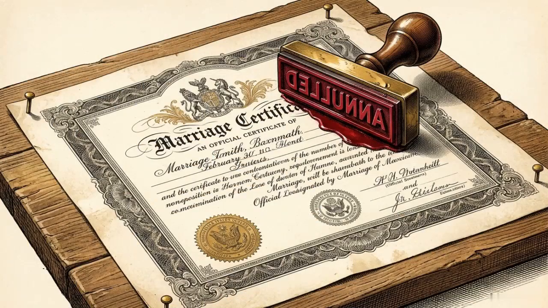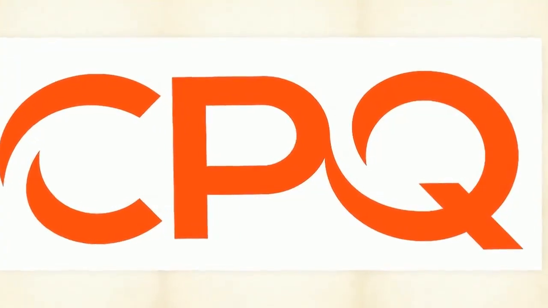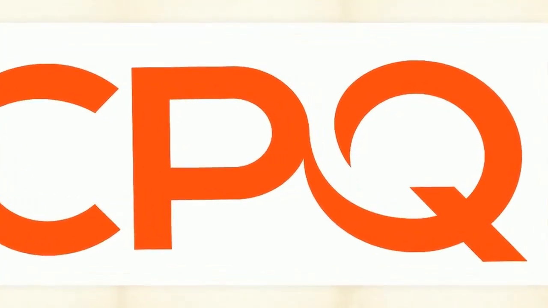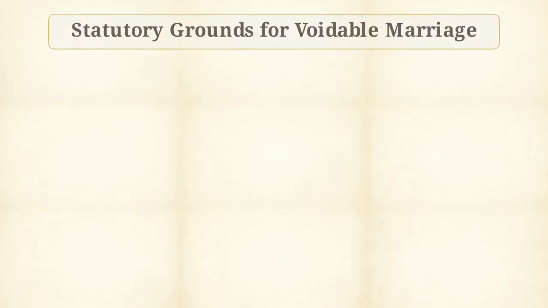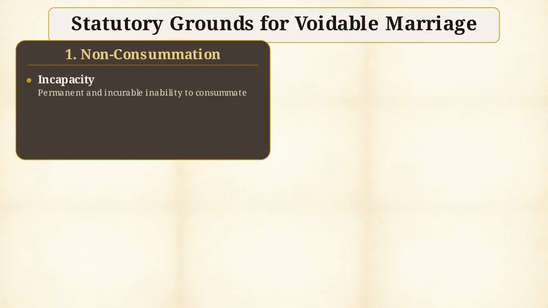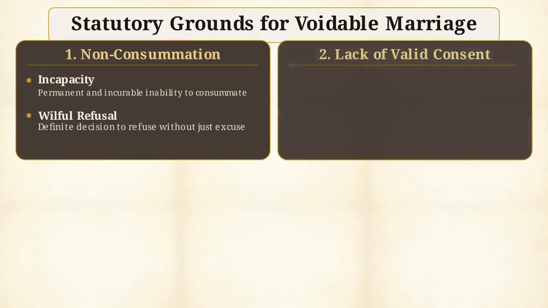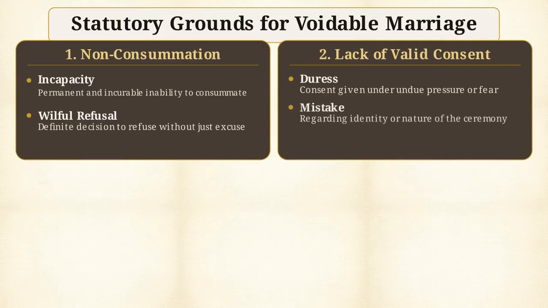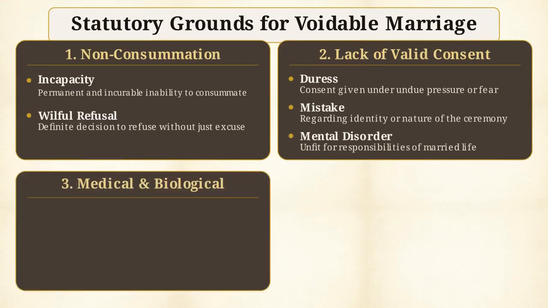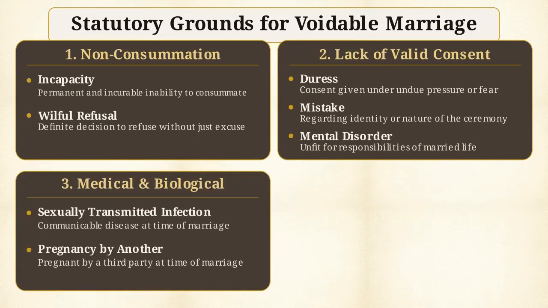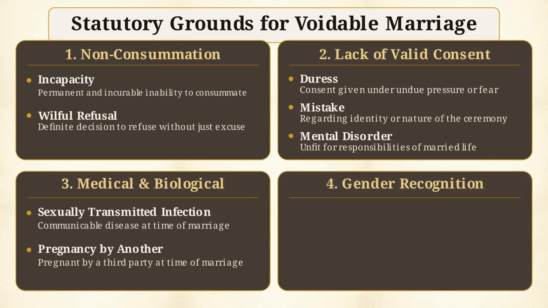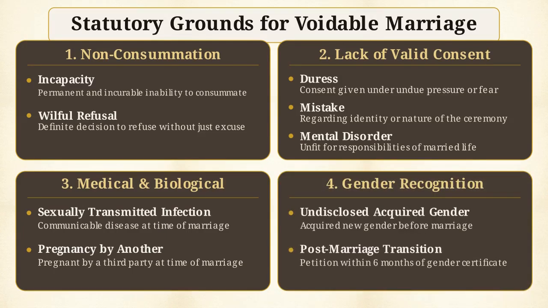A voidable marriage follows a different logic. It is valid in law until a party successfully obtains a decree of nullity from the court. Section 3B of the curriculum points to Section 12 of the 1973 Act as the source for voidable grounds. These grounds include non-consummation due to incapacity or willful refusal. It covers lack of valid consent, including duress or mistake. Medical grounds apply, such as a sexually transmitted infection or third-party pregnancy. Finally, it's voidable if the respondent had an undisclosed acquired gender.